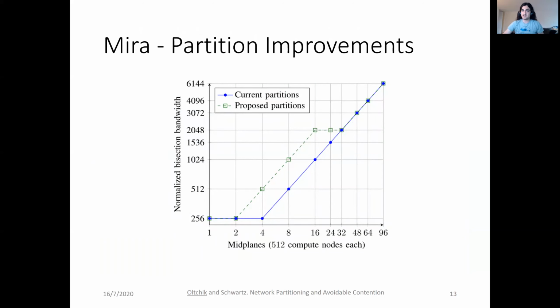On the y-axis, we see the bisection bandwidth of each partition. On the x-axis, we see the size of the partitions. In blue are the current partitions of the system, and in green are our proposed partitions. So you can see that with the exception of the 24-midplane partition, we have a 2x improvement across the board, which we argue is quite nice.